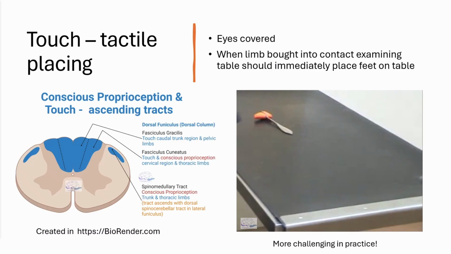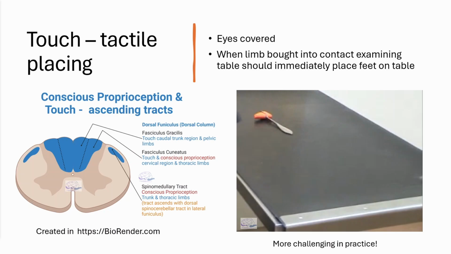The other test that I wanted to go through at this stage is touch, because it's included in that neurological exam sheet as I showed you. And the test for this is tactile placing, where you cover the eyes, and when the limb is brought into contact with the examining table, they should immediately place their foot on the table.